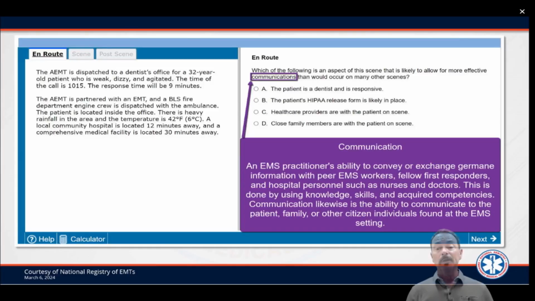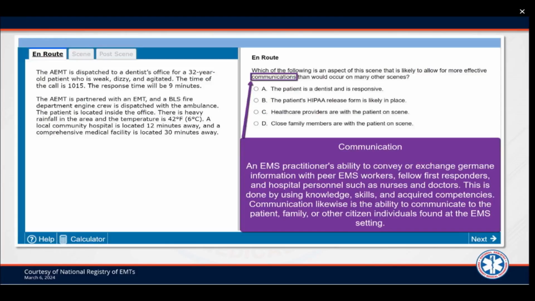So we are still en route, okay? This is en route, and now what are we thinking about? So it says, which of the following is an aspect of this scene that will likely allow for more effective communication that would occur on many other scenes? So they've literally boxed in the communication, and what they're looking at: an EMS practitioner's ability to convey or exchange your main information with peer EMS workers, fellow first responders, and hospital personnel such as nurses and doctors.